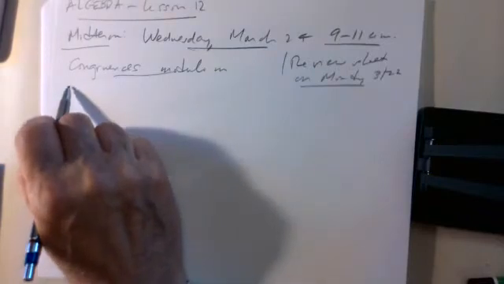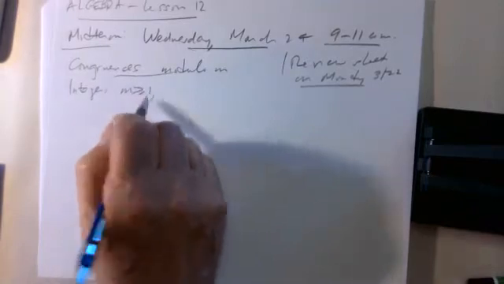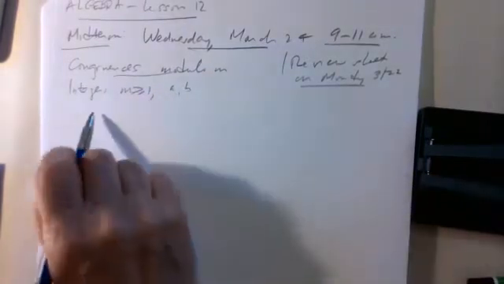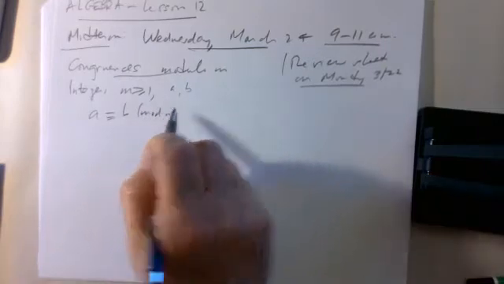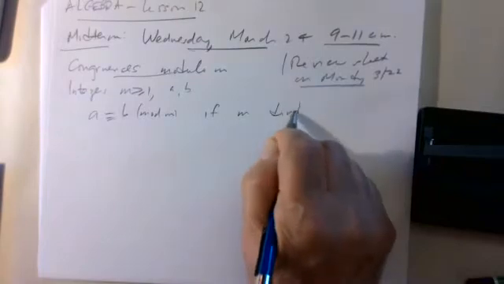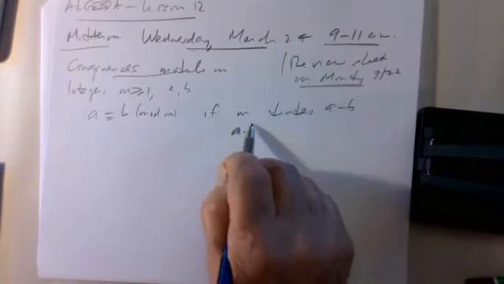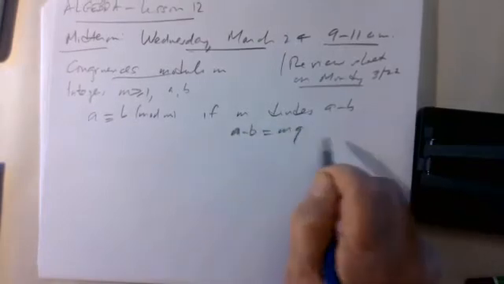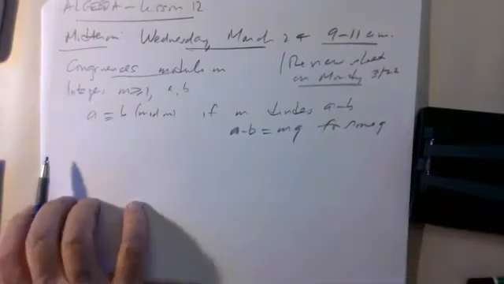So let's recall that we have a positive integer m and integers a and b, and we say a is congruent to b mod m. This is the basic relationship. If m divides a minus b, that is, a minus b is m times q for some integer q.